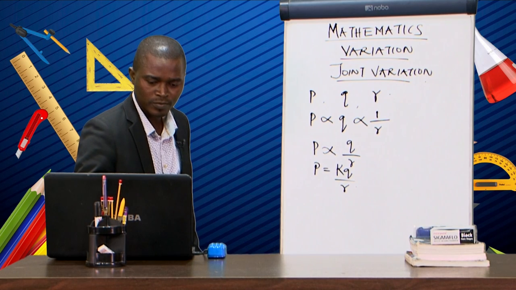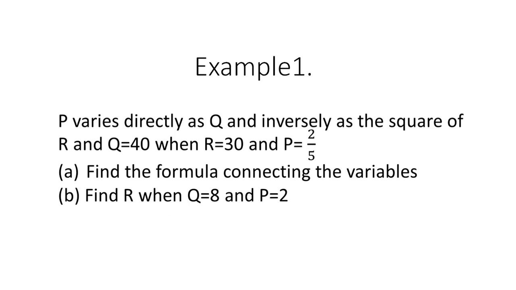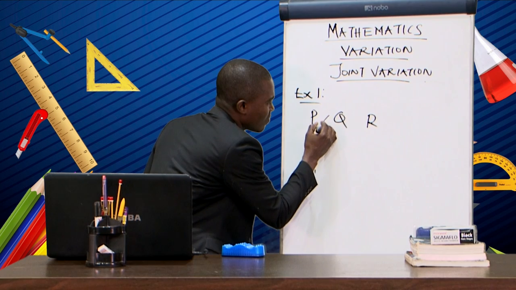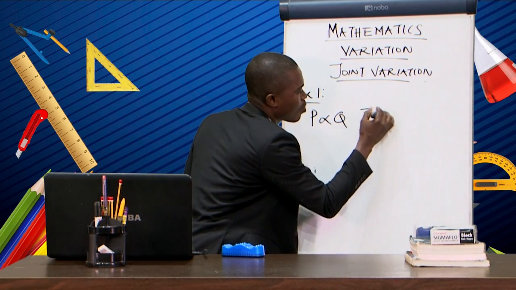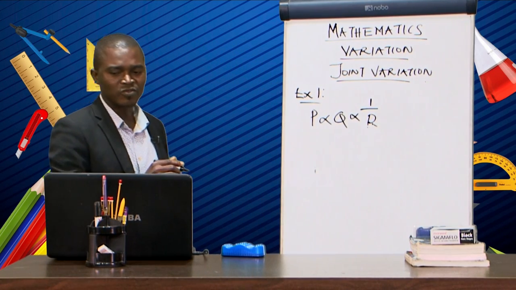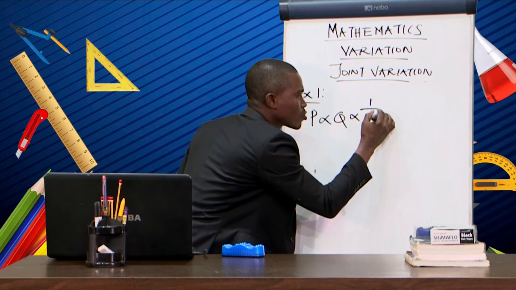And let's look at the examples. So we have example one. P varies directly as Q and inversely as the square of R. And Q equals 40 when R equals 30 and P equals 2 over 5. From this question, we have three variables: P, Q, and R. When you look at the first one, the type of variation between P and Q is direct. So we have direct variation. And between P and R is inverse. So we have 1 over R, and we have the square of R, so I put the square here.